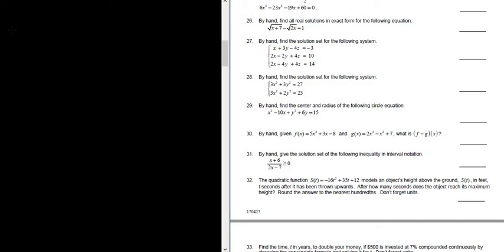Number 29. By hand, find the center and radius of the following circle equation. So the equation we have is x squared minus 10x plus y squared plus 6y equals 15.